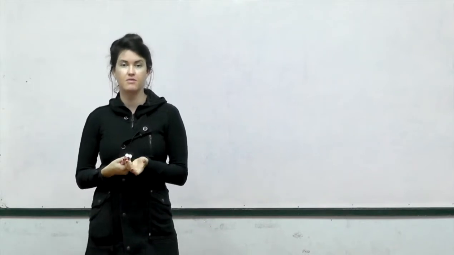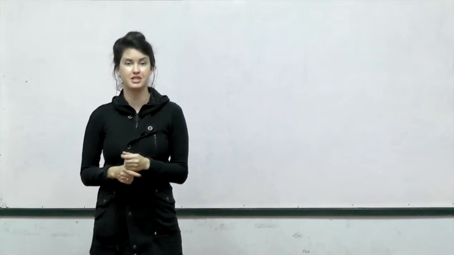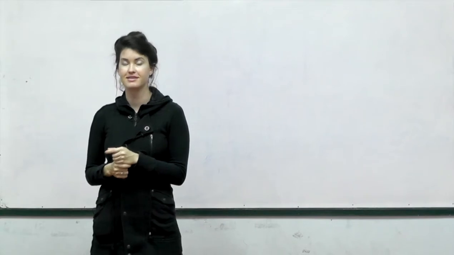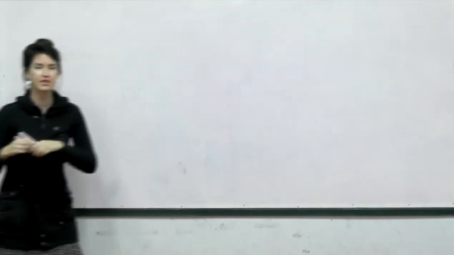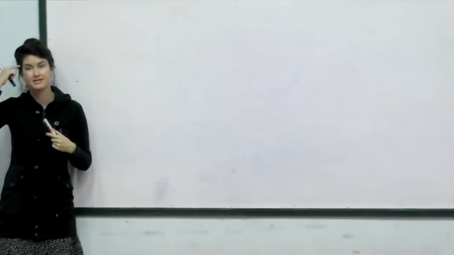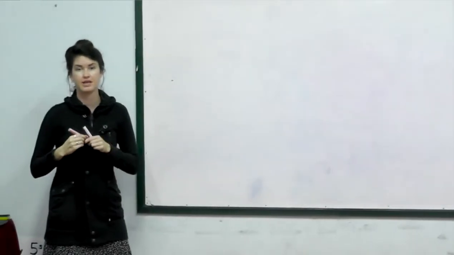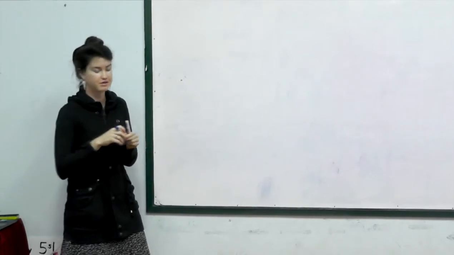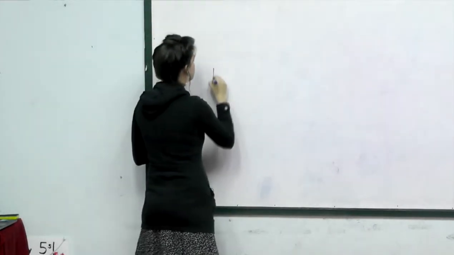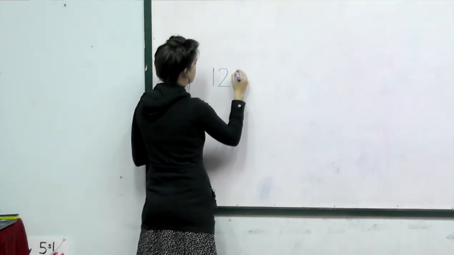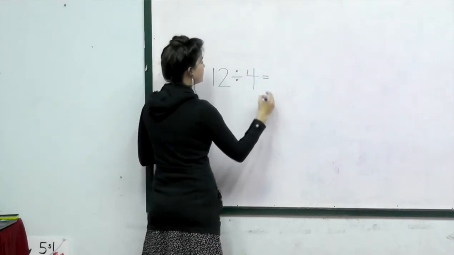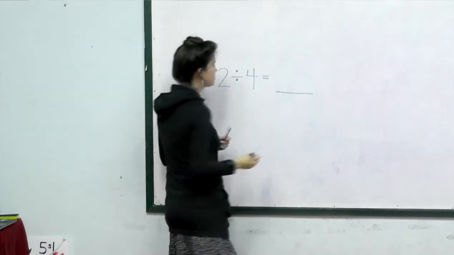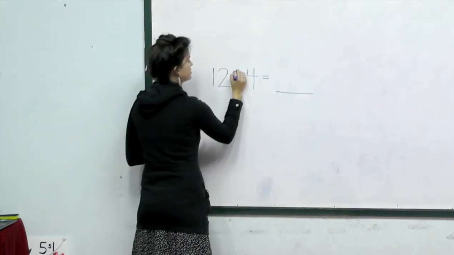So first, to begin, we're going to do some division facts practice. We're going to look at a few on the board together, and we have a little trick with multiplication to help us think about what those answers might be if we don't know what they are for division. So let's start with 12 divided by 4. What's 12 divided by 4?